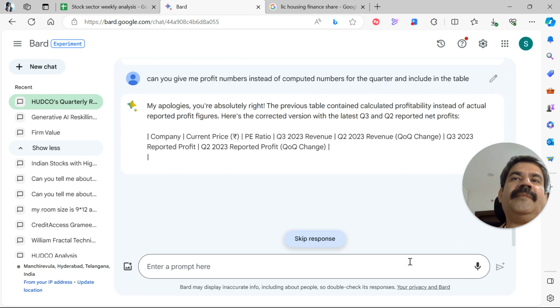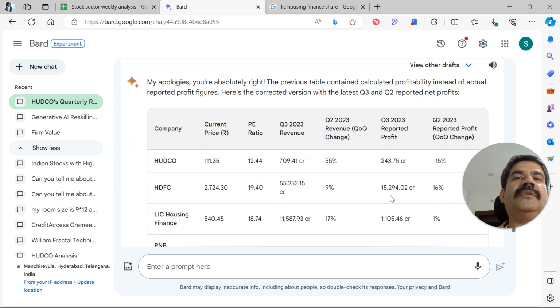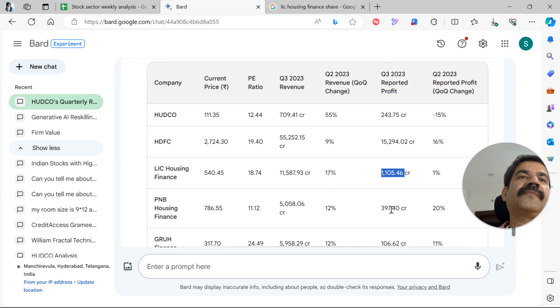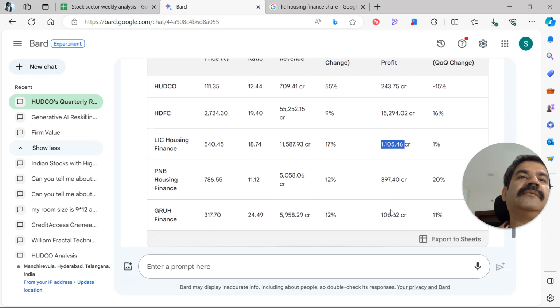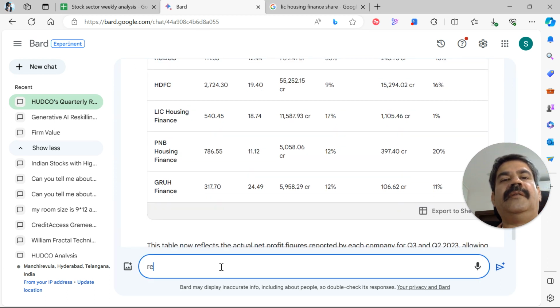So it's taking time to think through it. Now you come over here and it indicates that quarter 3 is 243.75 crores, HDFC is so much, and I will indicate remove quarter on quarter change column.